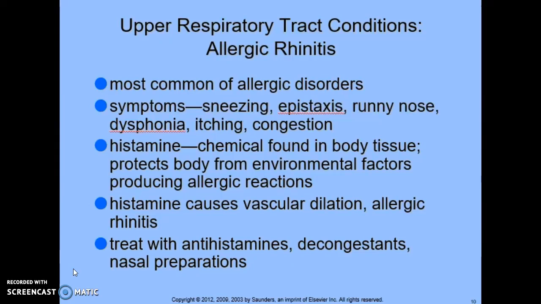So what is the role of histamines in the upper respiratory tract conditions? The principal actions of a histamine are vascular dilation and contraction of smooth muscles of the bronchial tree and gastrointestinal tract. Allergic rhinitis is caused by a histamine release. Non-allergic rhinitis is often a symptom of the common cold.